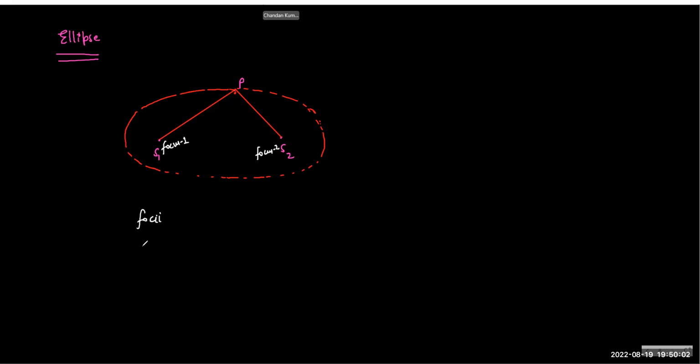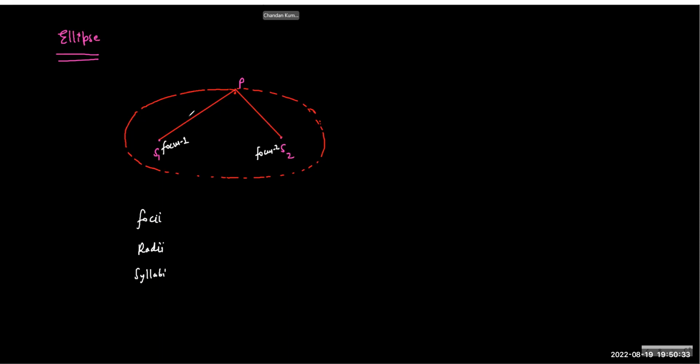What is the plural of radius? Radii. What is the plural of syllabus? Syllabi. So these are the simple unique plurals, foci, radii, syllabi, because these are mostly Latin words. Okay.